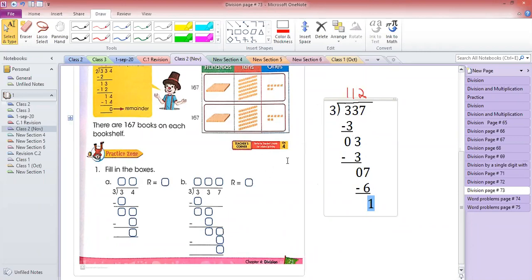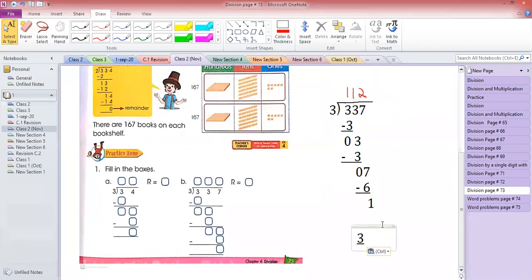So this is the question number B. Now, how you will solve it? Here you will write 1, 1, 2, 3, 0. In that way you have to solve. I tell you how to write it. This is 3.